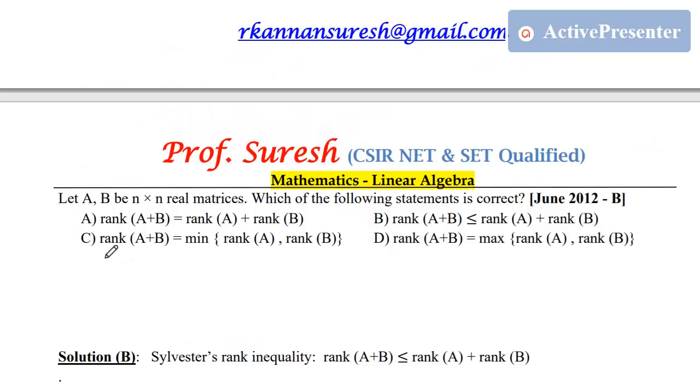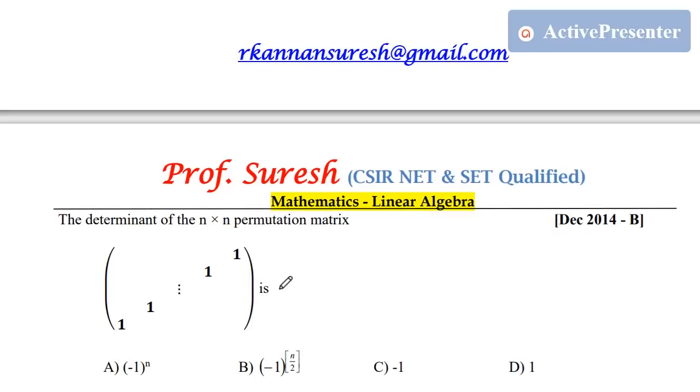Let A and B be n by n real matrices. Which of the following statements is correct? Part B question. This is a direct question by Sylvester's rank inequality: rank of A plus B is less than or equal to rank of A plus rank of B. So option B: the determinant of the n by n permutation matrix.